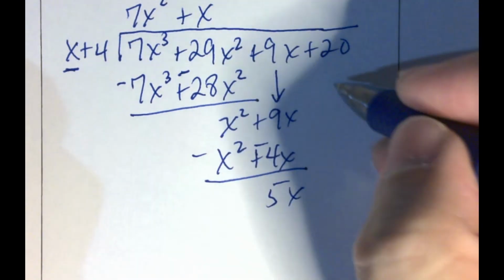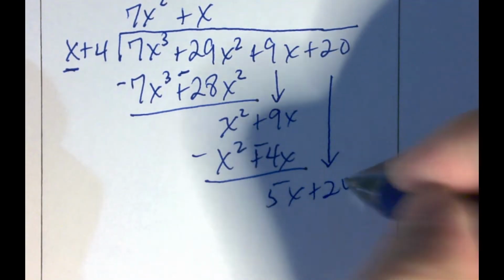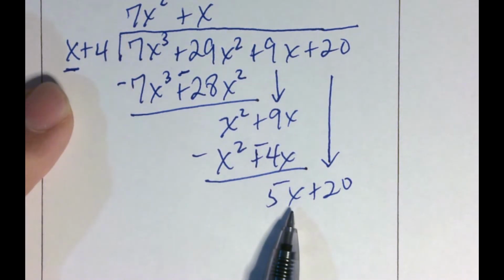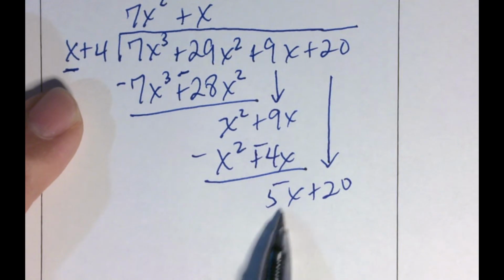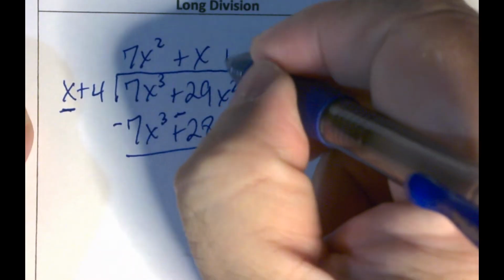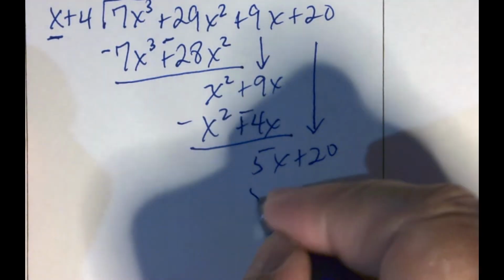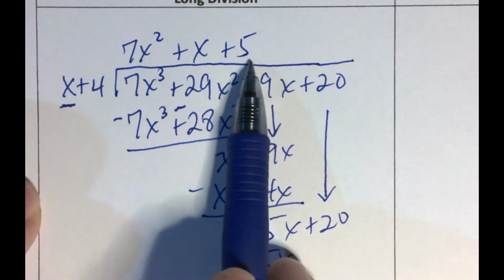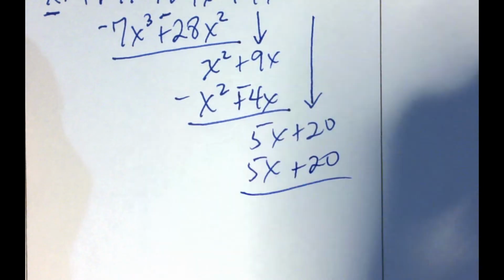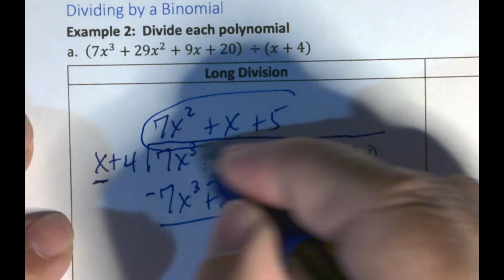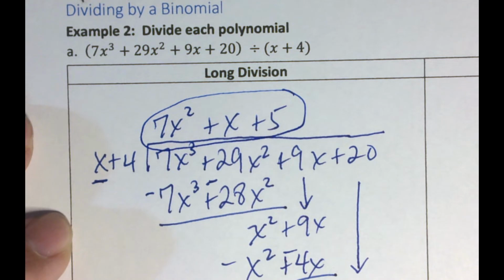And then I bring down the plus 20. And then I compare. x times what gives me 5x? So it'll be times 5. So it's plus 5 up here. And I multiply that out. 5 times x is 5x. And then 5 times 4 is 20. So it's plus 20. And this time, when I change the signs and combine, negative, negative, they cancel. And this is my answer up here. That is my answer. That's it.